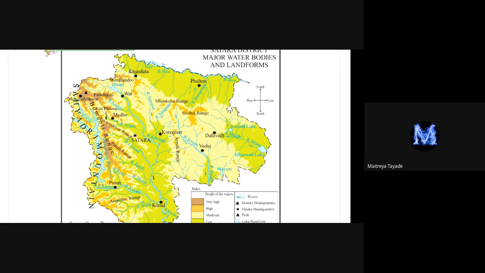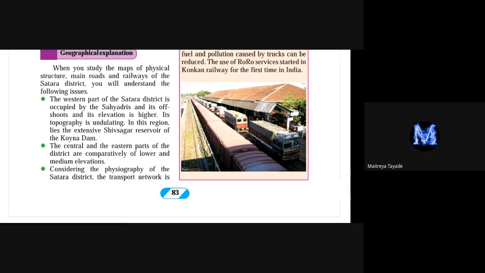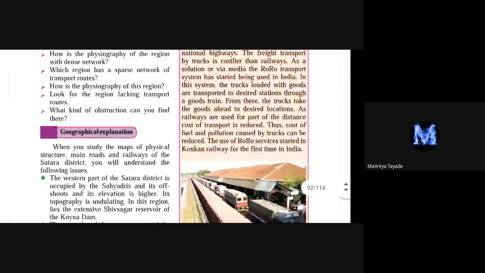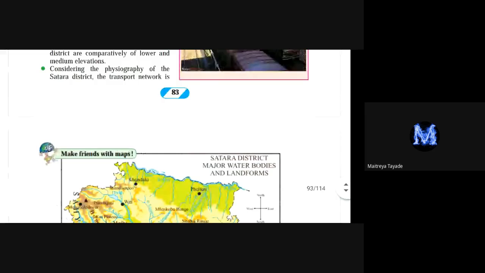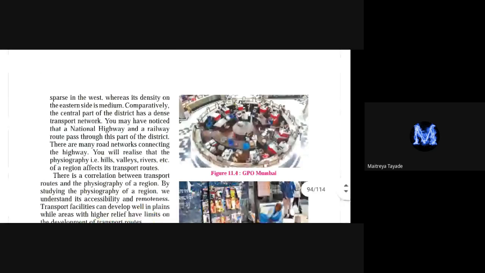Considering the physiography of the Satara district, the transport network is sparse in the west, whereas its density on the eastern side is medium. You can see in the Sahyadri mountainous range, in the western part, there is a hilly region, there are mountains, there are different elevations, there are reservoirs of water. That's why the transportation routes are not much developed there.